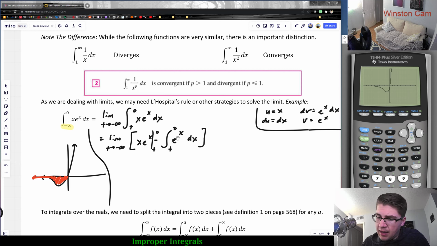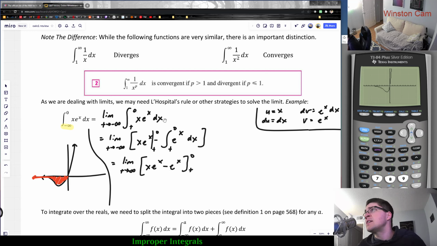But that would leave me with the limit as t approaches negative infinity of x e to the x. And of course, the antiderivative of just e to the x is just e to the x. Or again, this is one we might have memorized since it is an example we've seen in class. But anyways, first step, of course, extract the limit. Second step, solve the antiderivative. Third step, plug in the boundaries of integration. Again, 0 is going to go in first here.